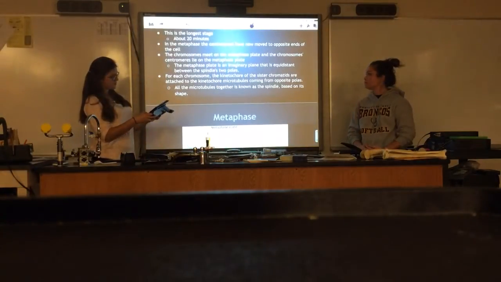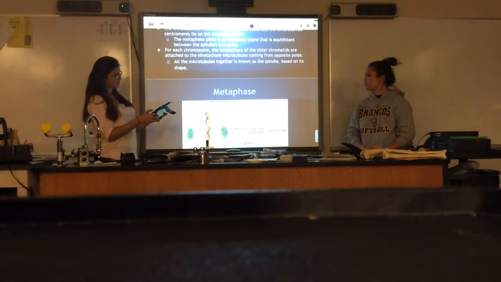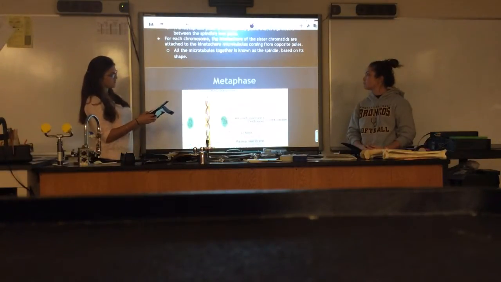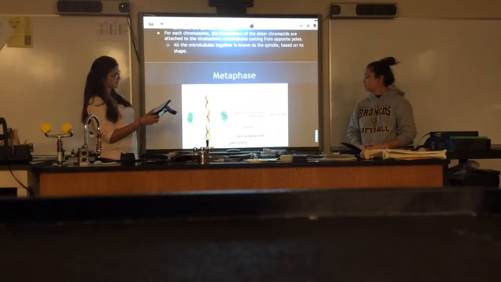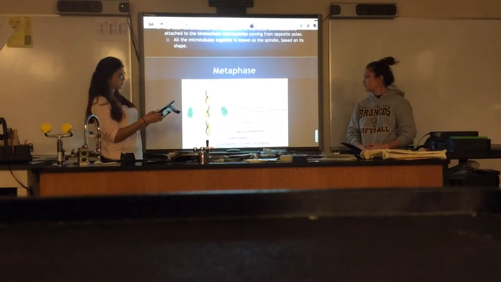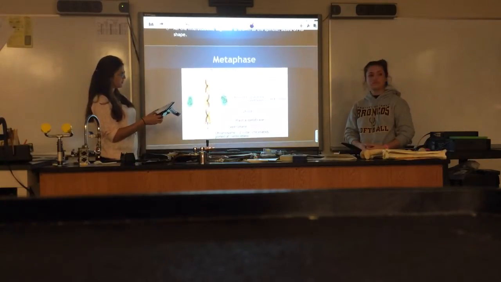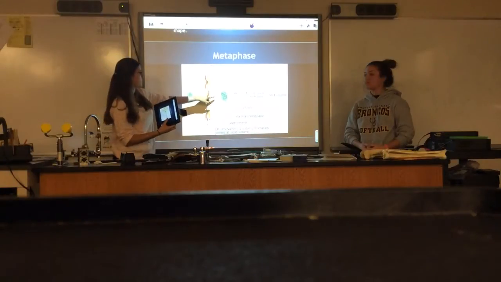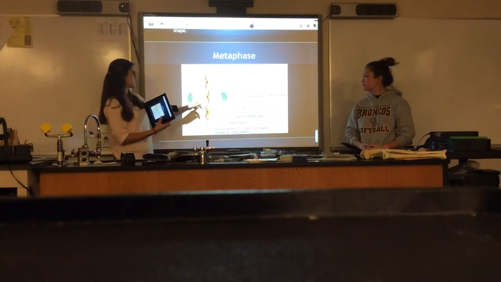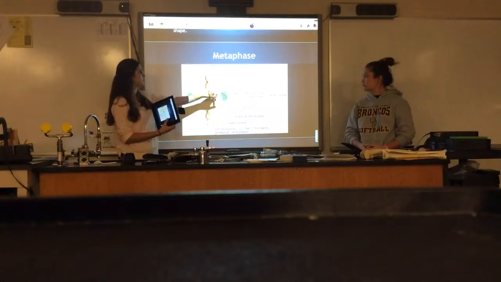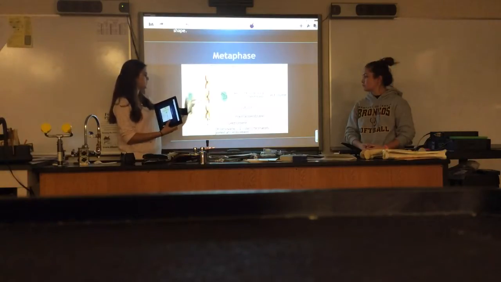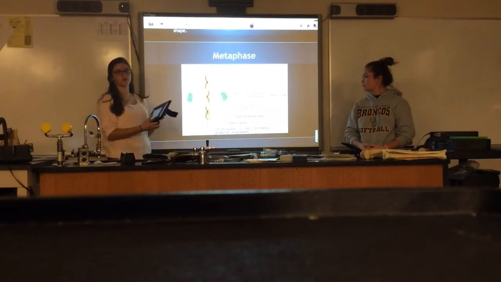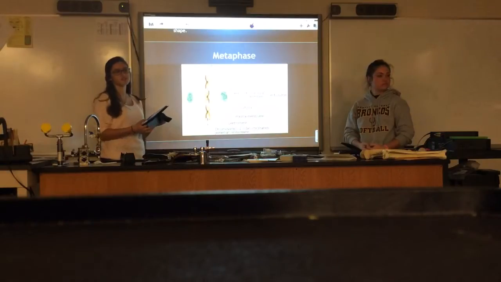Then on each chromosome, the kinetochores of the sister chromatids are attached to the kinetochore microtubules coming from the opposite poles. So here it's showing you that this one comes here and connects to the middle, but some of them also connect to the opposite poles. They don't connect to the chromosomes and the kinetochore.